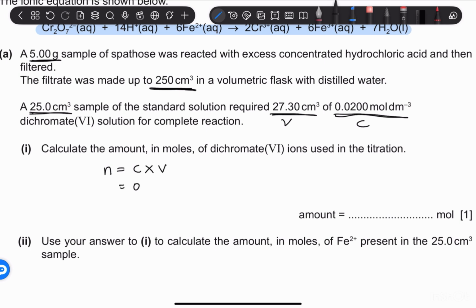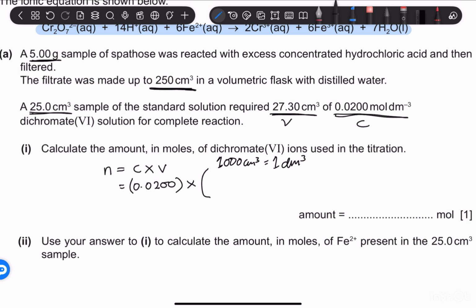Our C is 0.0200. Our volume is given in cm cubed, but the unit for the concentration has dm cubed in it. So we're supposed to convert the cm cubed to dm cubed. The conversion is basically 1000 cm cubed equal to 1 dm cubed. That's what we're going to use as our conversion factor.